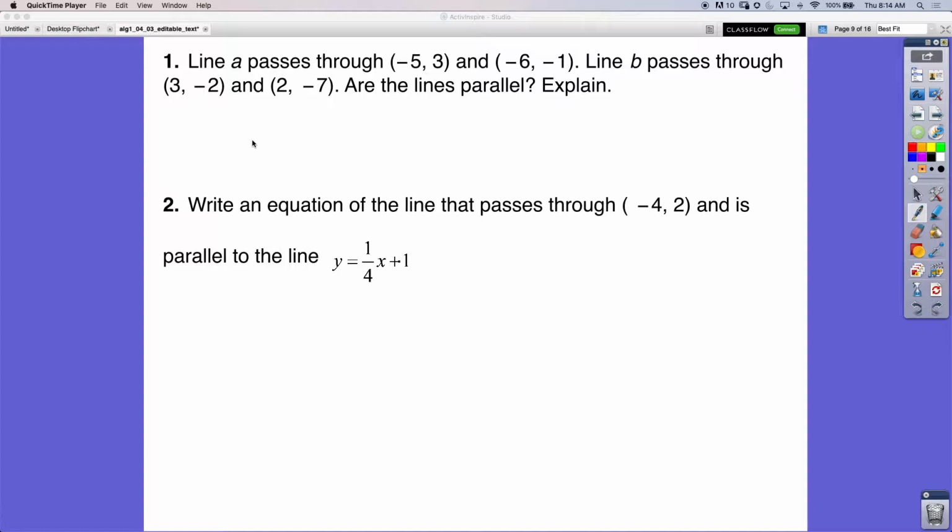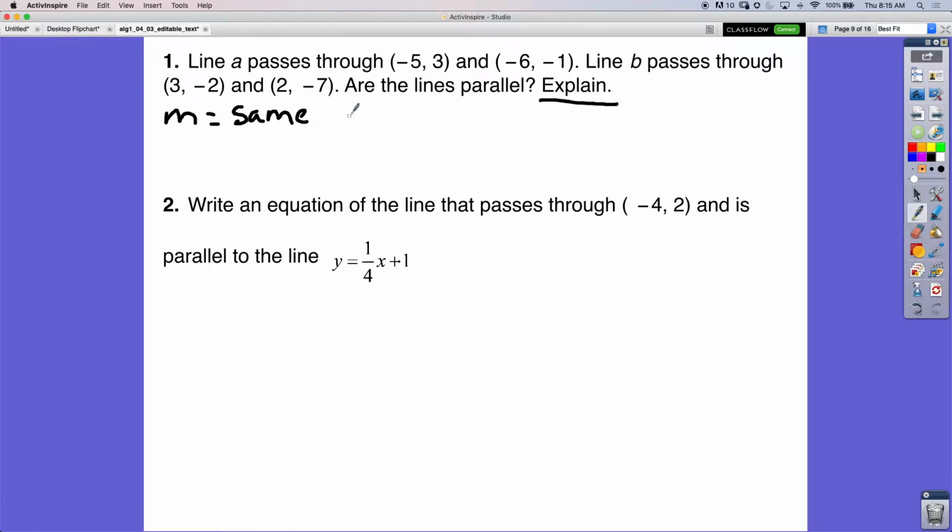So I'm doing monitoring progress 1 and 2 on page 188. Line A passes through these 2 points. Line B passes through these 2 points. Are they parallel? Explain. So to figure out if they're parallel, they have to have the same slope. So let's figure it out.